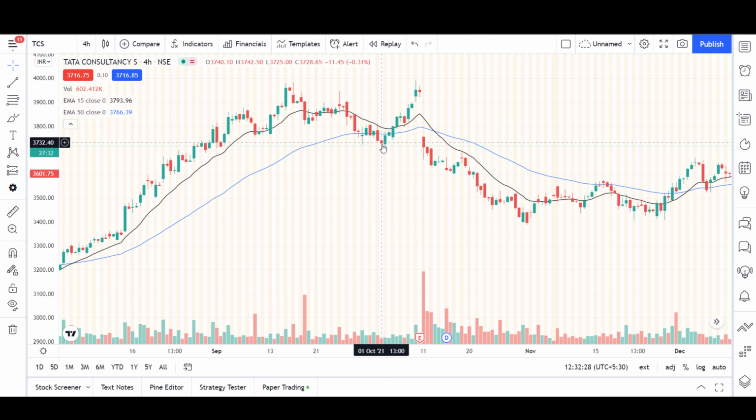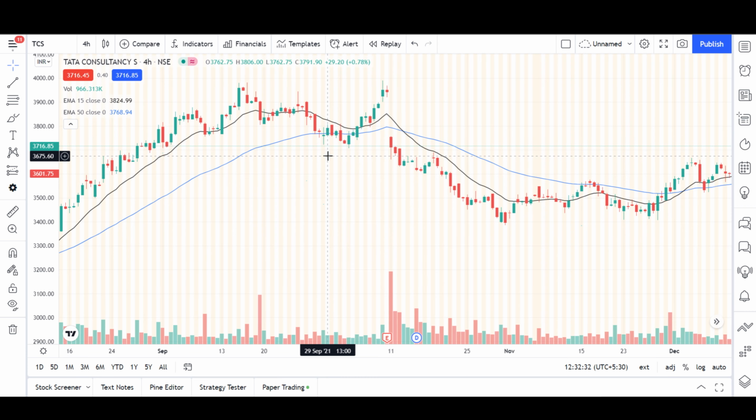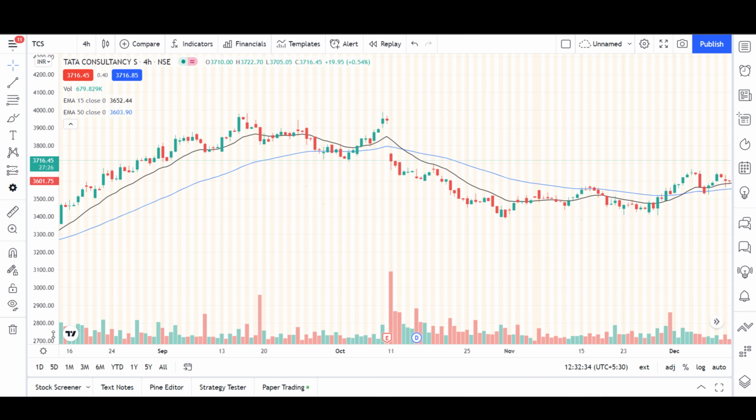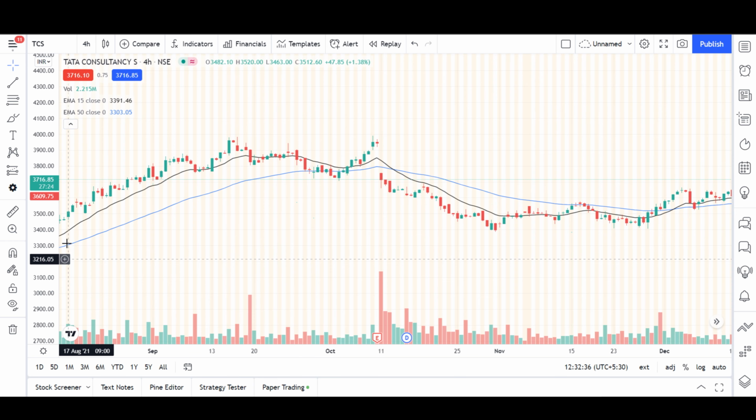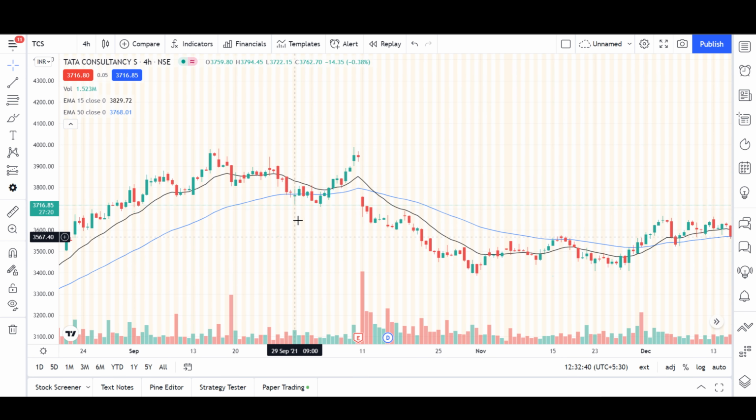Yes, I can see that the stock took a bullish trend, but that always happens in the stock market. Your strategies never go 100% accurate. So it may happen that it takes a reversal, but we have to exit when this stock starts to break below the 50 EMA.